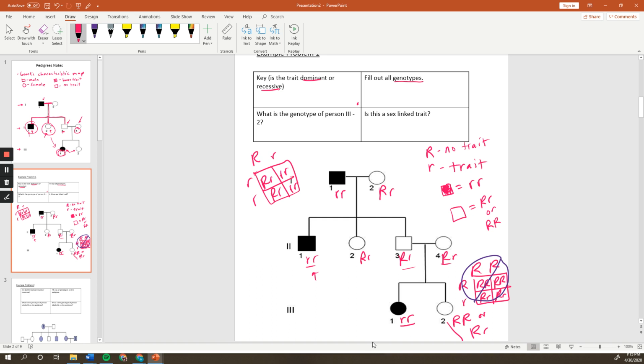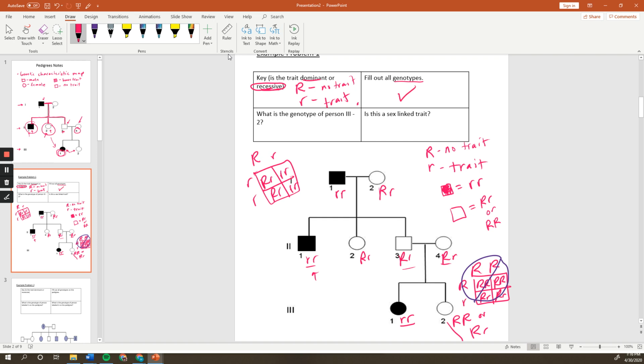All right, so now we can fill out all the questions here. So the key, we were correct in guessing that this is no trait, and that little r was the trait, right? That was our key. And so, in fact, I'm going to say it was recessive, okay? The trait is recessive, so it's little r. Find out all genotypes. Okay, you don't have to do anything there. Just put a check. If you did it, we did it.